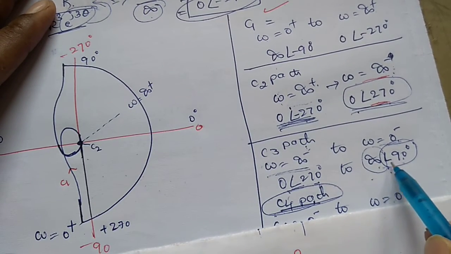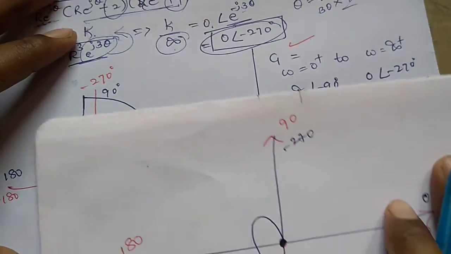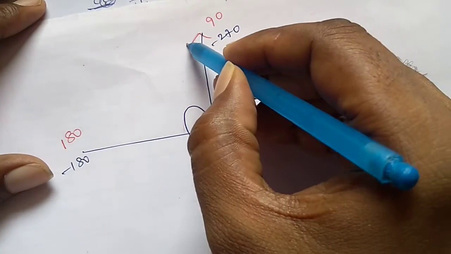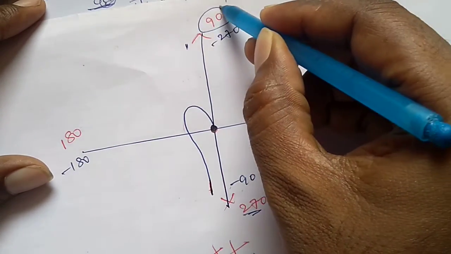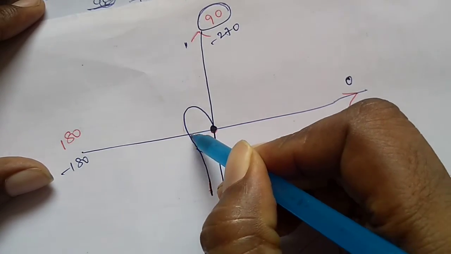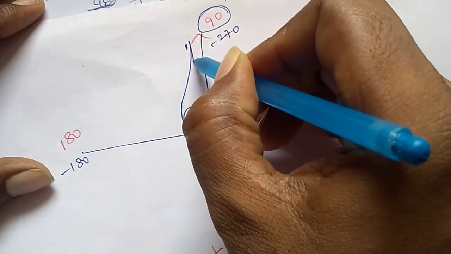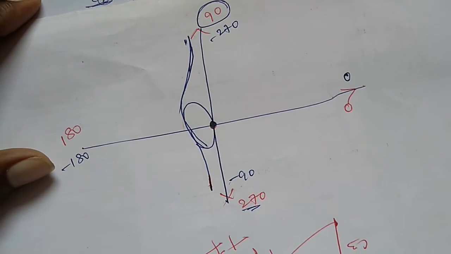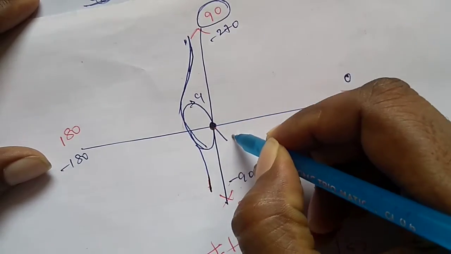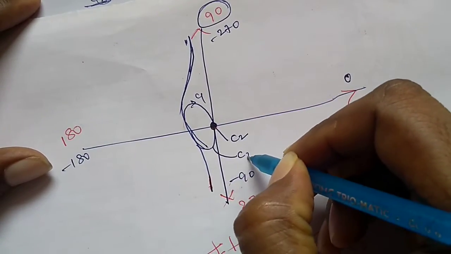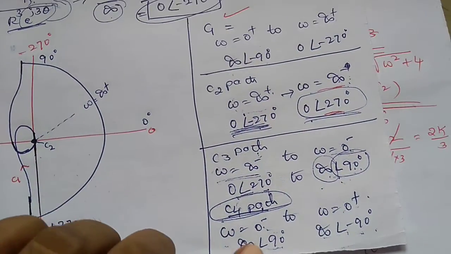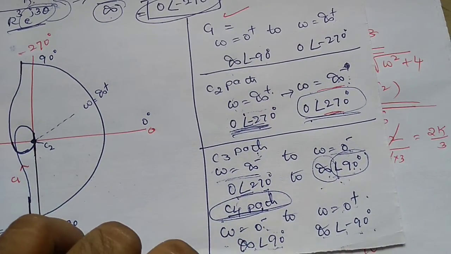So to infinity at an angle plus 90. Infinity at an angle plus 90 means infinity is here at an angle plus 90. So the plus 90 trajectory is this. You have to start from plus 270 here. Okay. That is the third trajectory. This is the C1, C2 will be here only, and this is the C3.